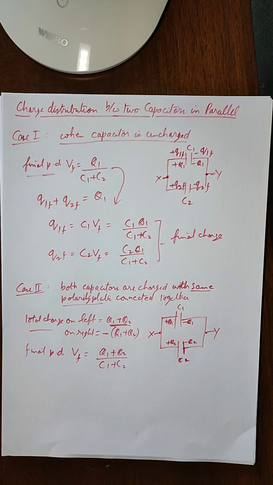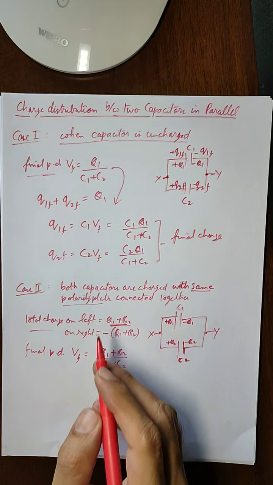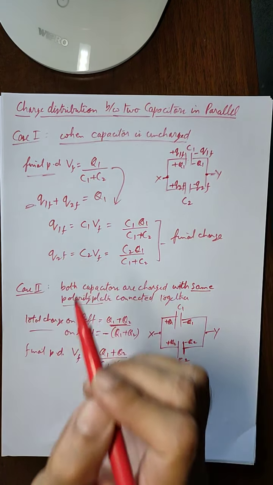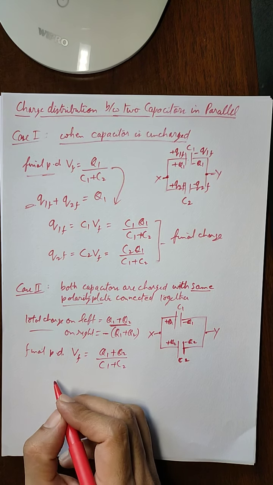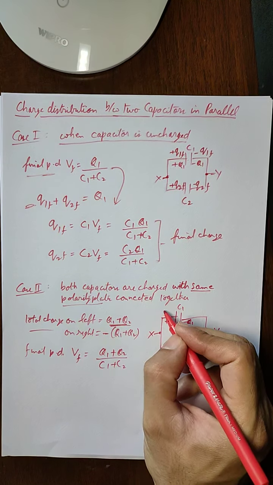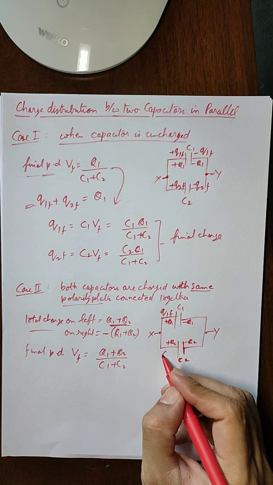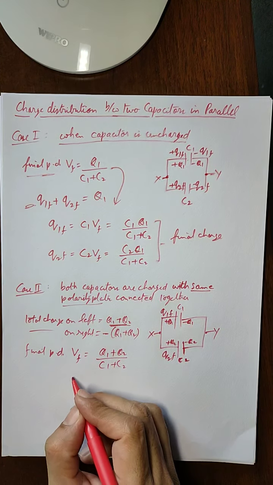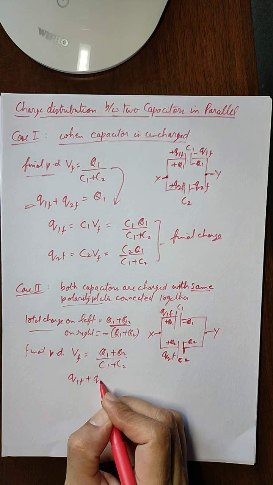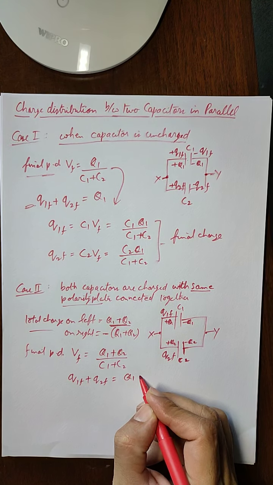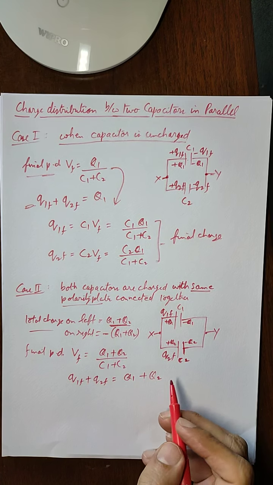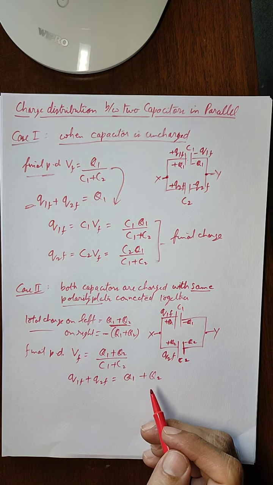on C1 and C2. So again, by applying the law of conservation of charge like we applied in the first case, let us say the final charge here is Q1F and the final charge here is Q2F, then Q1F and Q2F should be equal to Q1 plus Q2 by the law of conservation of charge.